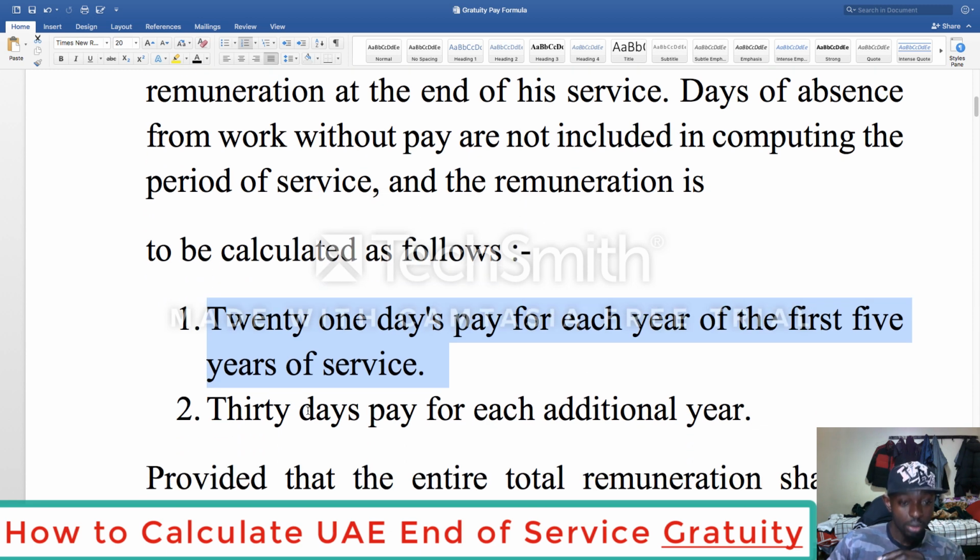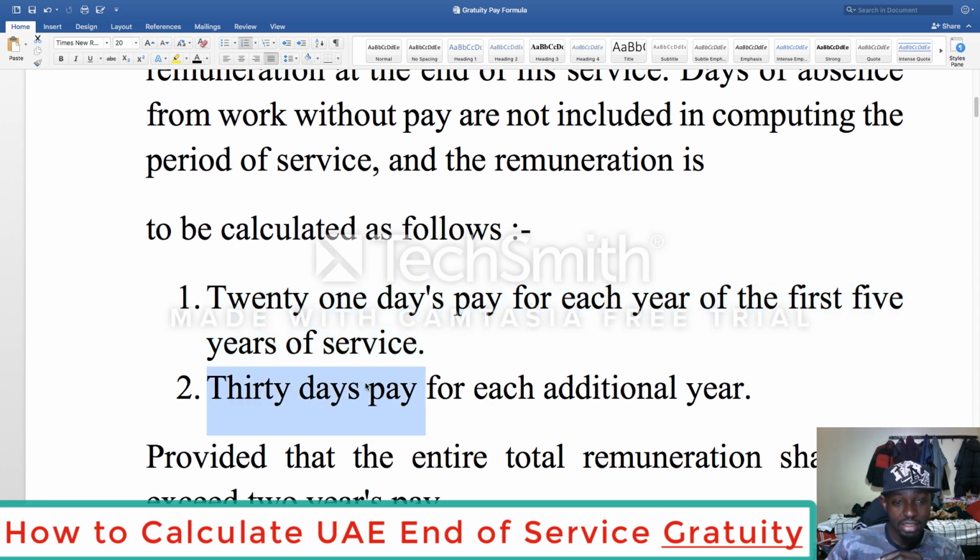Now, the second says 30 days pay for each additional year, which means simply that from 1 to 5 years, your gratuity is based on 21 days pay. And from 5 years and above, your gratuity is based on your 30 days pay.